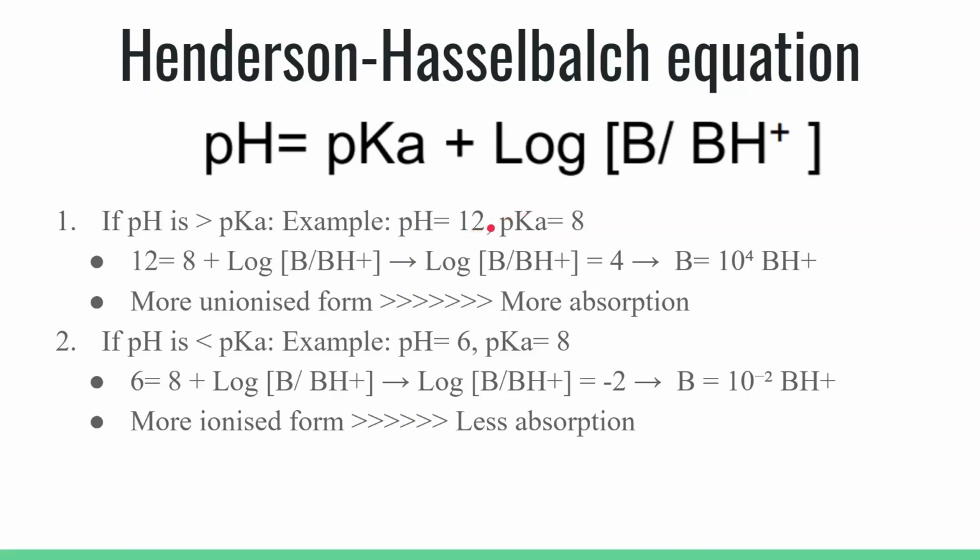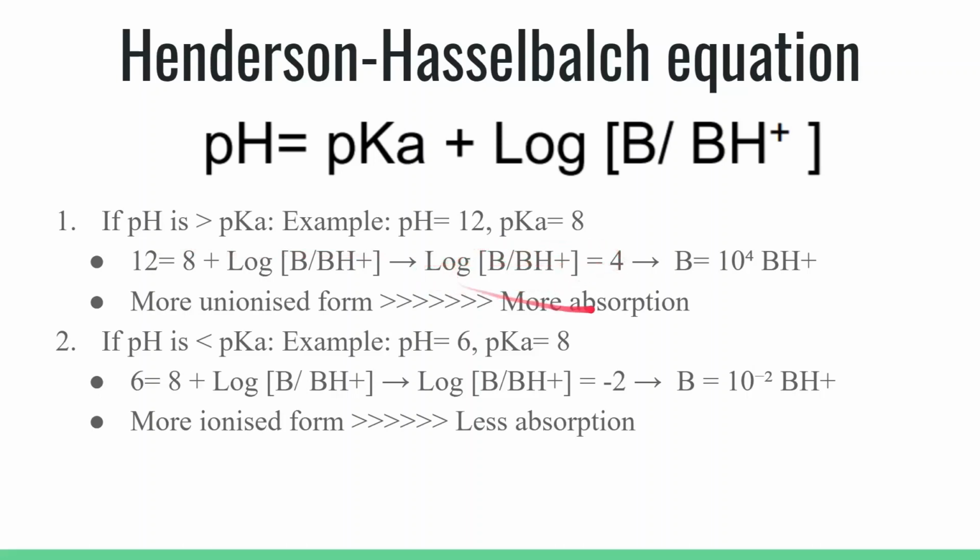Let's do this mathematically. So let's take this equation. The pH is equal to 12, so this is equal to 12 right here. The pKa is equal to 8, so this is equal to 8, plus the logarithm of B over BH+. So this equation comes up to 12 equals 8 plus the logarithm of B over BH+. Now, if we send 8 to the other side, it becomes negative. 12 minus 8 is 4. So now we have the logarithm of B over BH+ equals 4.